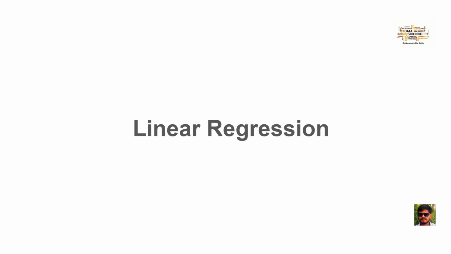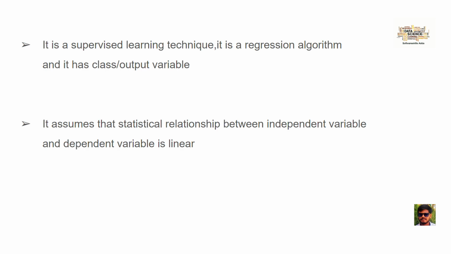Today we are going to discuss linear regression. In machine learning, we mainly have three types of technique. One is supervised learning technique, another is unsupervised learning technique, and the third is reinforcement learning technique. Linear regression is one of the supervised learning techniques, and it is a regression algorithm.